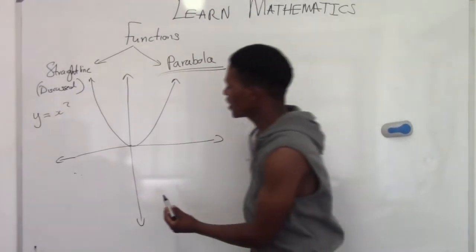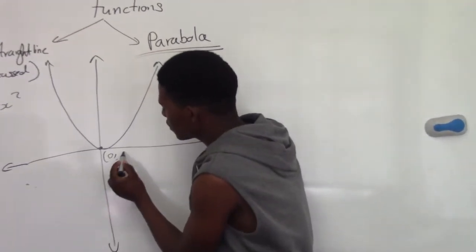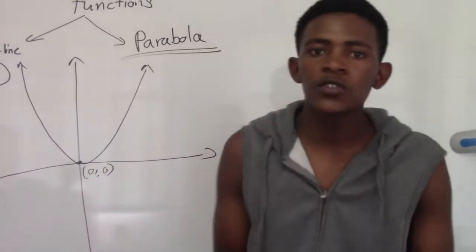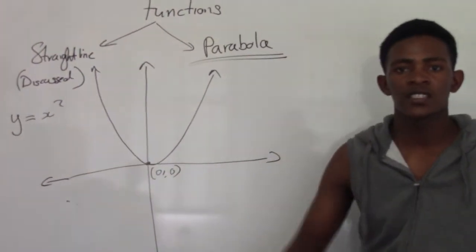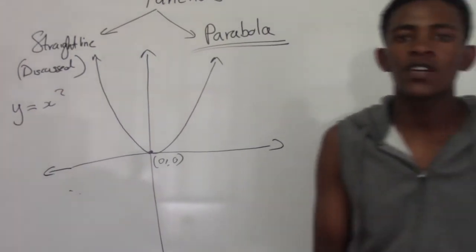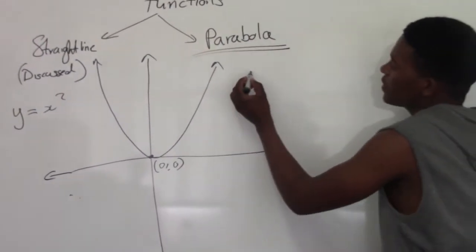Why am I saying that? Because my turning point is at (0; 0). So today I'm going to teach you how your graph moves: reflections. But I'll start by giving you the basics.